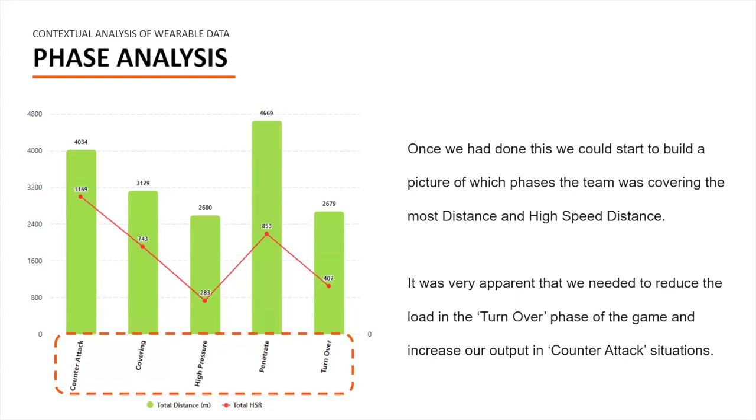Once we had done this, we could start to build a picture of which phases the team was covering the most distance and high-speed distance. It was very apparent that we needed to reduce the load in the turnover phase of the game and increase our output in counterattack situations.